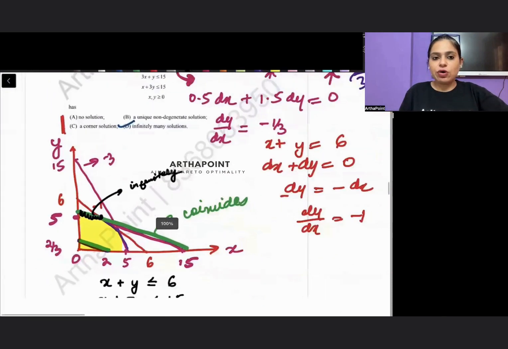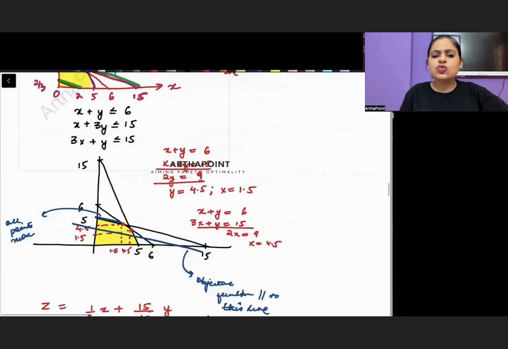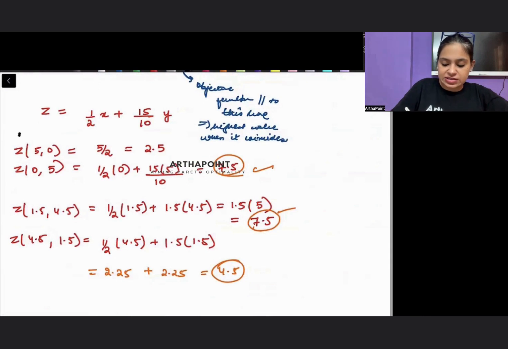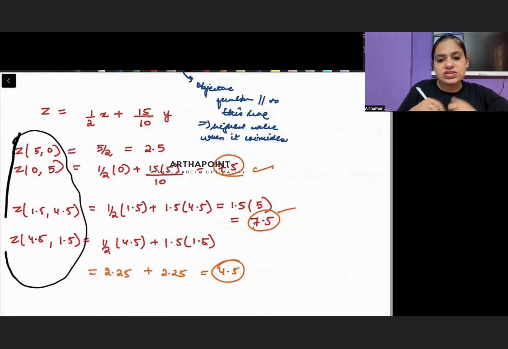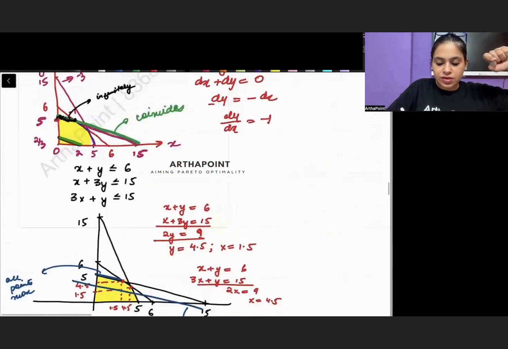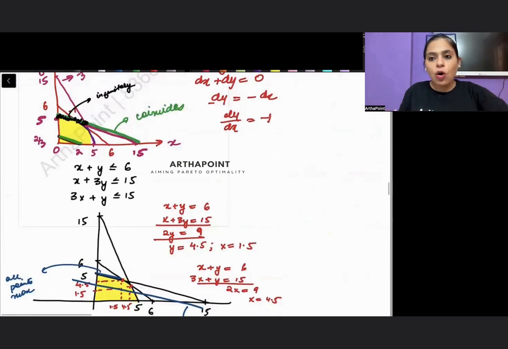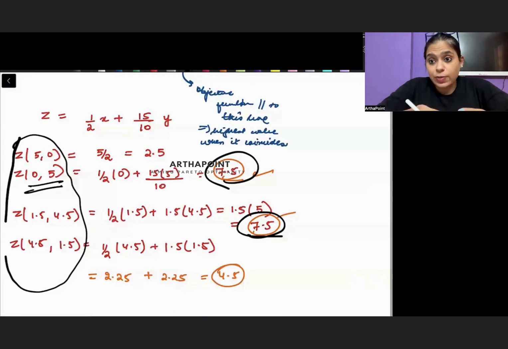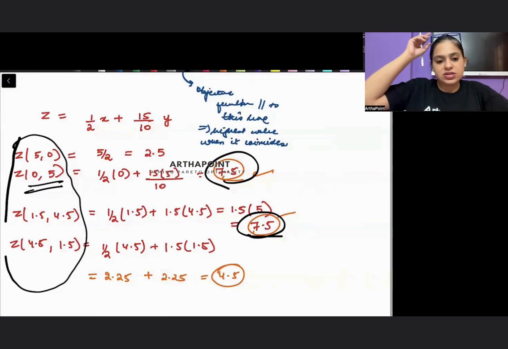Also, what you could have done is go through the mathematical approach. You could have solved the 4 equations and got these points. And then you will also notice the same thing: from the point 0, 5, from this point till this intersection point, all of them give you the same value of the function, which is 7.5 and the highest value of the function. So even through the numerical approach, you will get that there are infinitely many solutions to this problem, right?